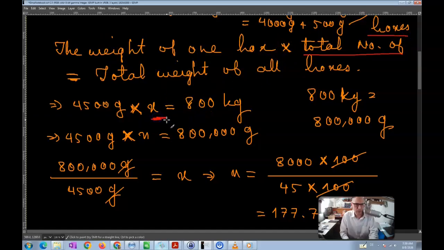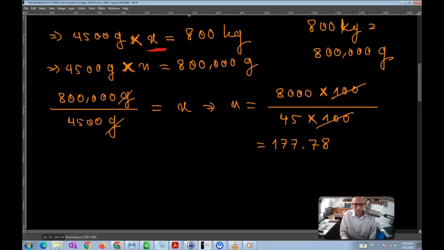This is essentially this x that we have over here. We said that the weight of one box, which is 4,500 grams, times the total number of boxes, which we took as x because we didn't know what that was supposed to be, equals the total weight of all the boxes, which was essentially 800 kilograms. So this x over here is the total number of boxes. So then the total number of boxes is 177.78 essentially, right?